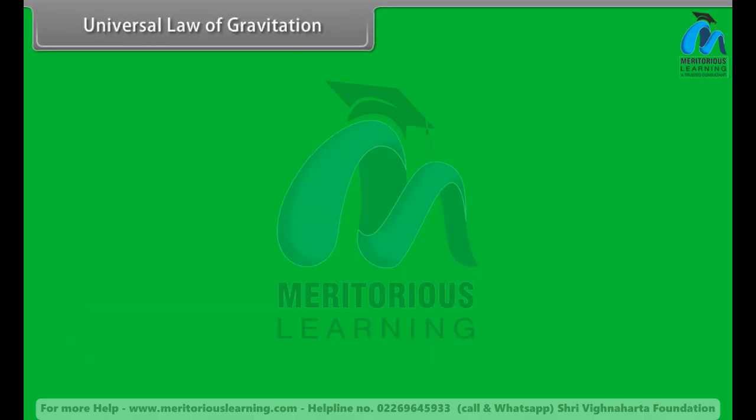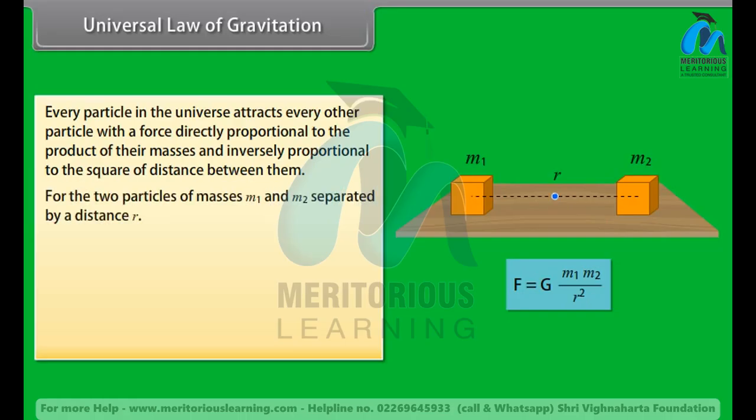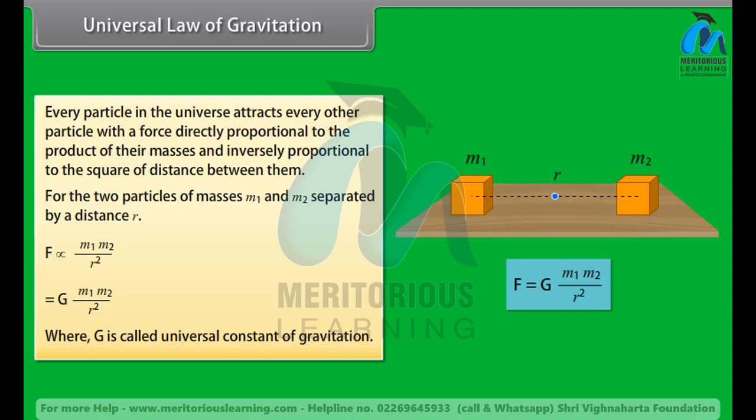Universal law of gravitation. According to Newton's law of gravitation, every particle in the universe attracts every other particle with a force directly proportional to the product of their masses and inversely proportional to the square of the distance between them. The direction of this force is along the line joining the two particles. For two particles of masses m1 and m2 separated by a distance r, F is equal to G m1 m2 upon r squared. The constant G is called the universal constant of gravitation.